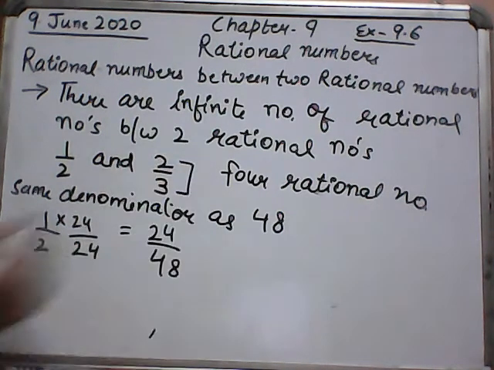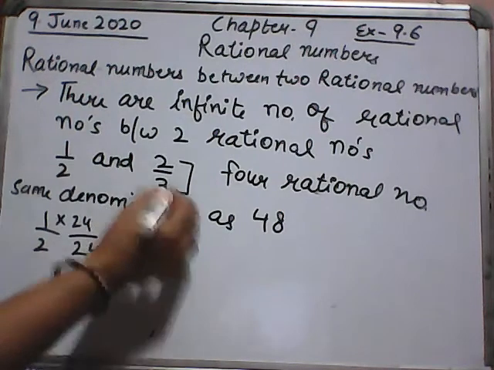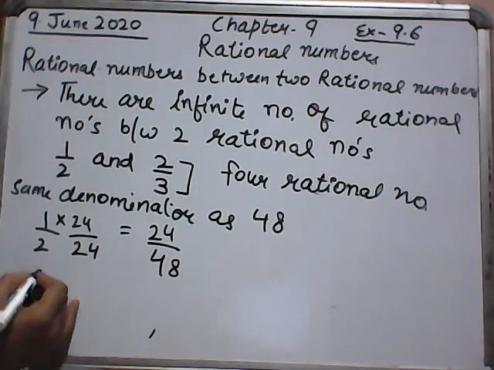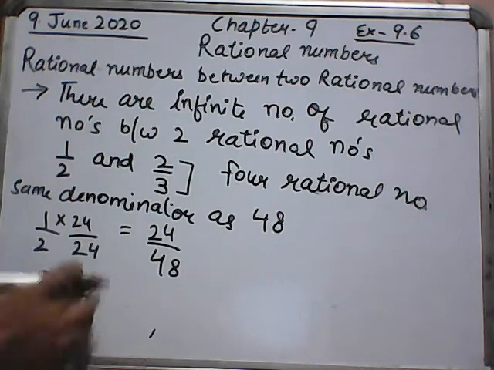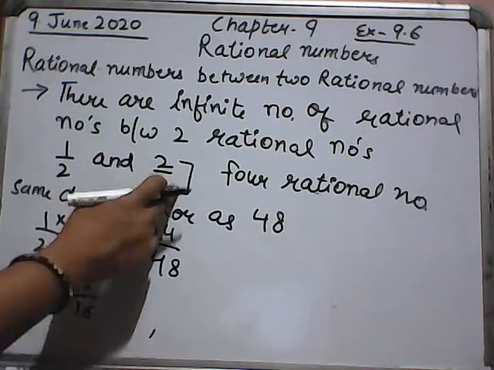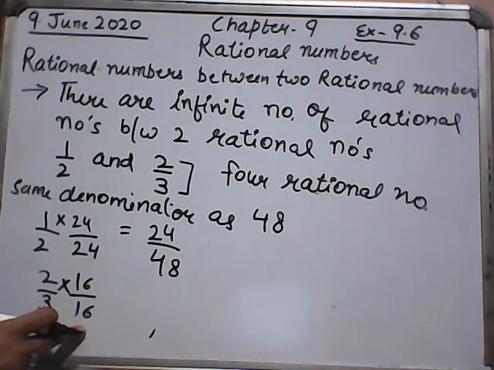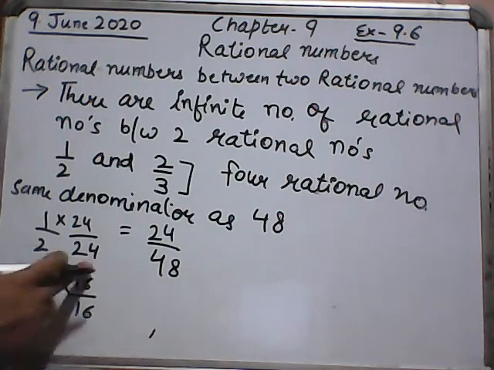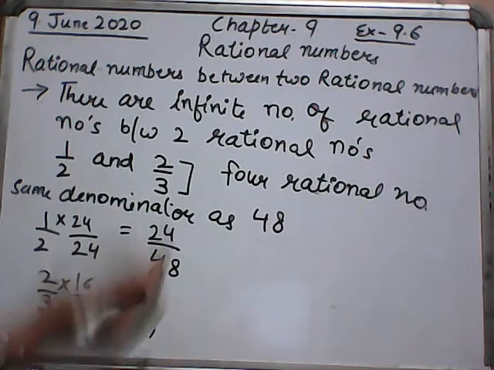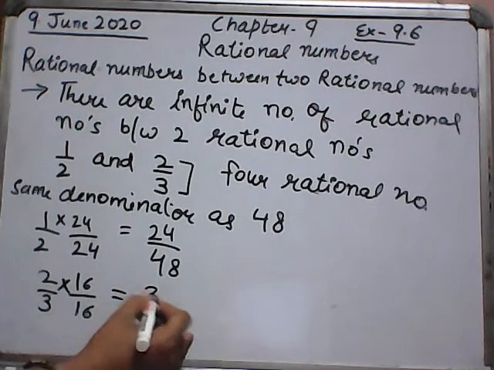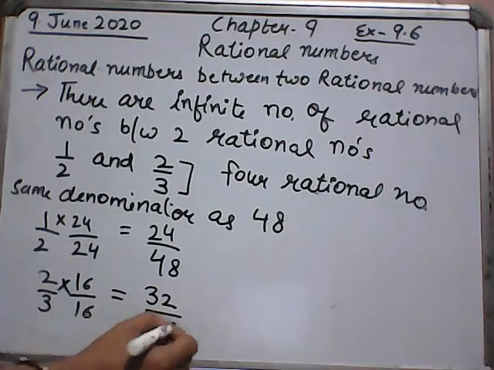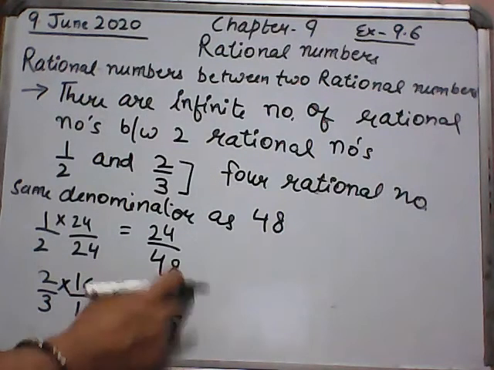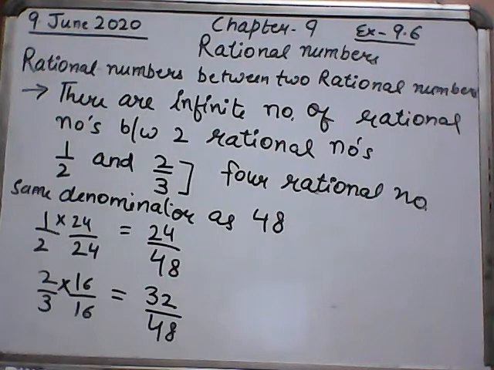Now 2 by 3. How can we make the denominator 48? If we multiply the numerator and the denominator by 16, this rational number is equivalent to 2 by 3, because we multiply and divide by the same number. Now 2 multiplied by 16 is 32, and 3 times 16 is 48. Now we have 24 by 48 and 32 by 48.